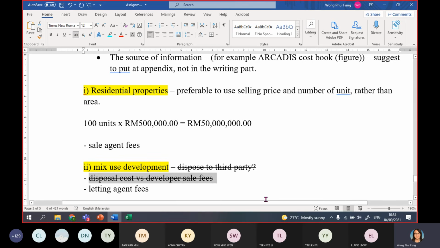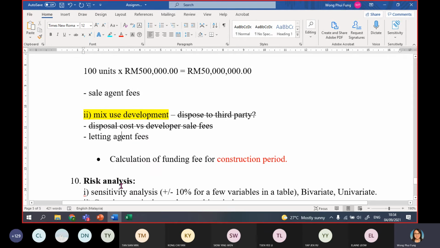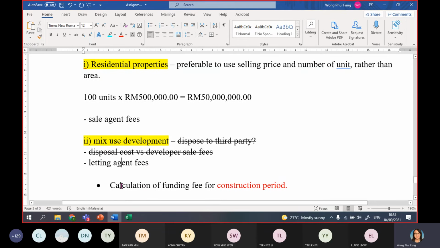Feel free to make assumptions. Whether you want to dispose or don't want to dispose is up to you. I give you the freedom. And the letting agent fee I already mentioned. And then for some of the groups, the calculation of the funding fee for the construction period is actually wrong.